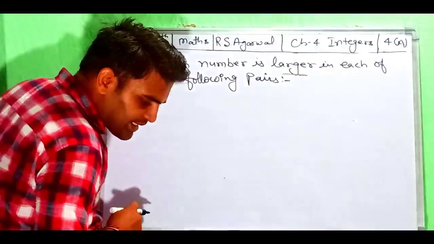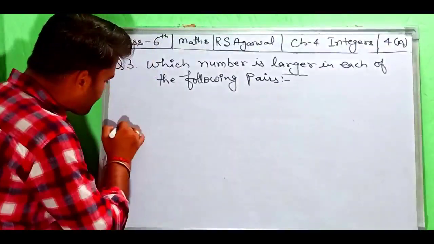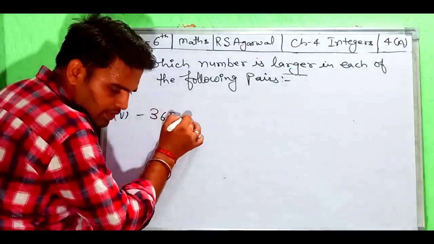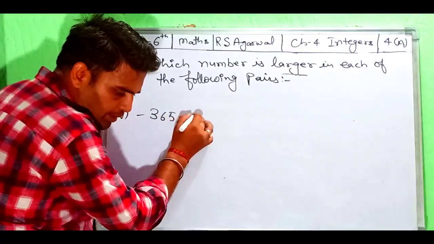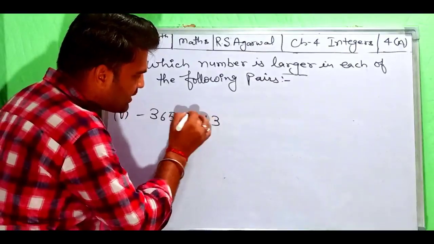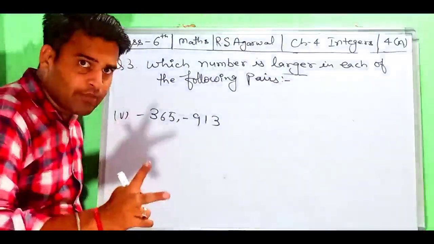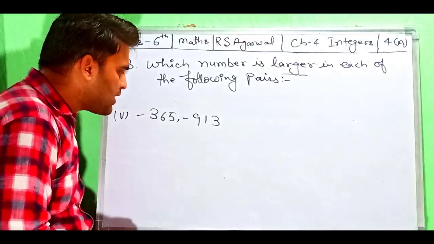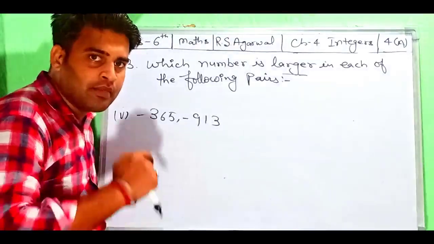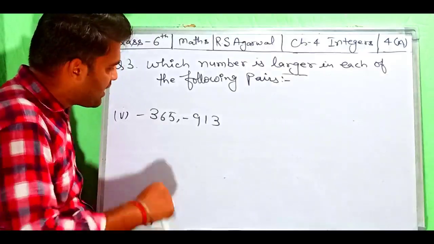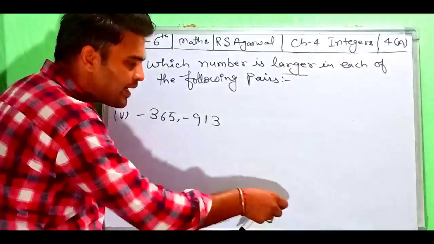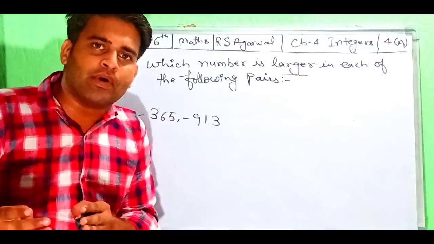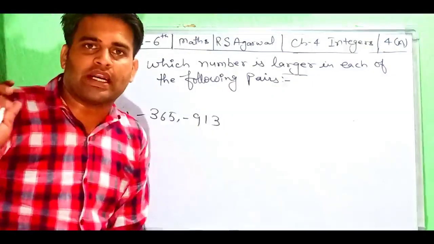What is our next question saying? That is the fifth question: minus 365, comma, minus 913. We have two numbers and both are negative numbers. Then look, student, if we face this kind of problem and we have to choose the greater number, then look at the number that is nearer to 0 than the other number; that is the greater number.